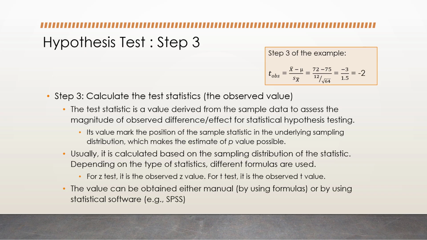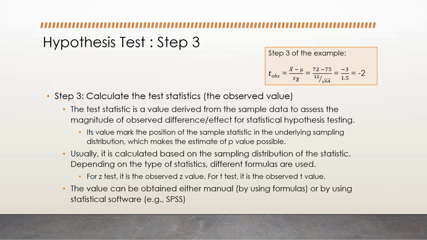In step 3, we calculate the test statistic. In our example, we use the t-test. The observed t-value is t equals the difference between sample mean and the population mean divided by the standard error. In our case, the standard error is 12 over the square root of 64, and the t-value is -2. Yes, it's the same t-score that we previously found.